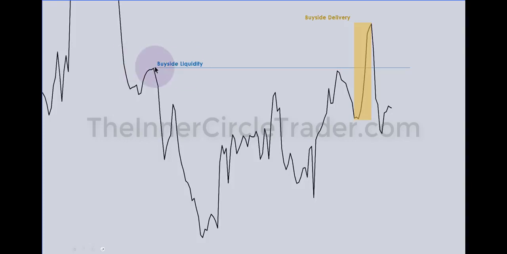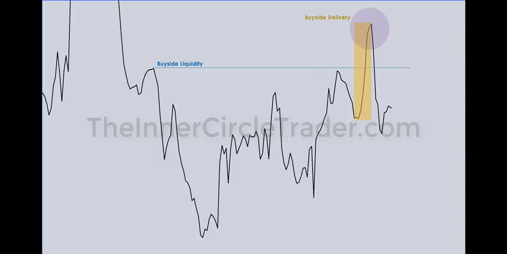Liquidity above a single high or a group of highs, that is buy-side liquidity. That's orders that are pending, whether to be a buyer to break out and go long, or to protect a short position. So liquidity is a stagnant price level or levels where stops would reside. Buy-side delivery is the actual animated movement of price moving higher.